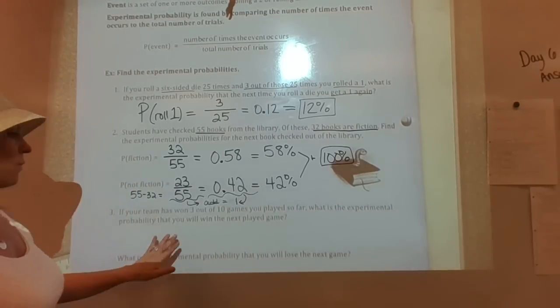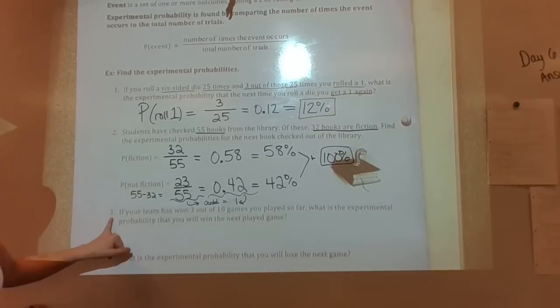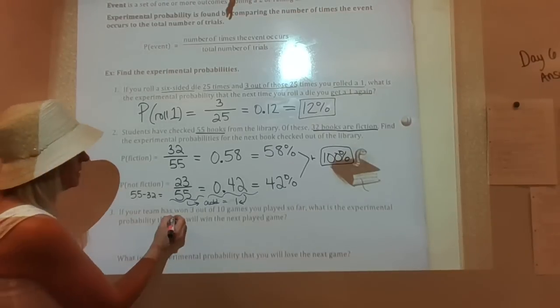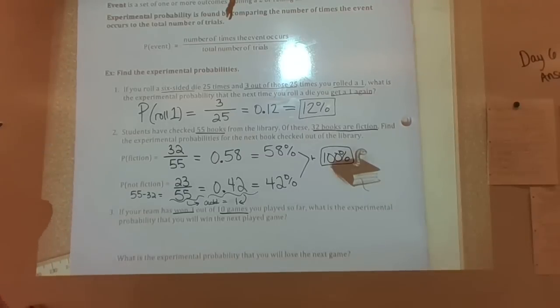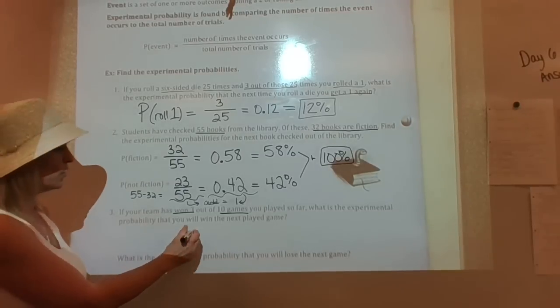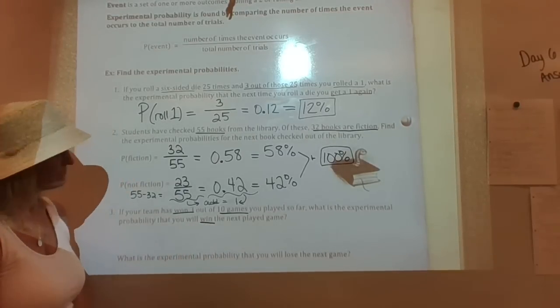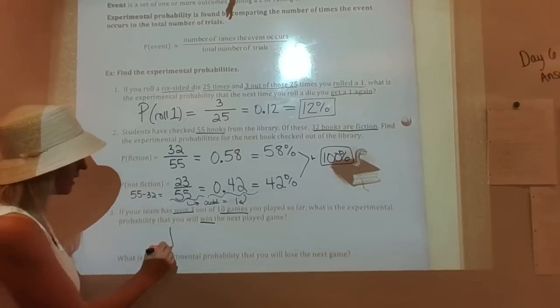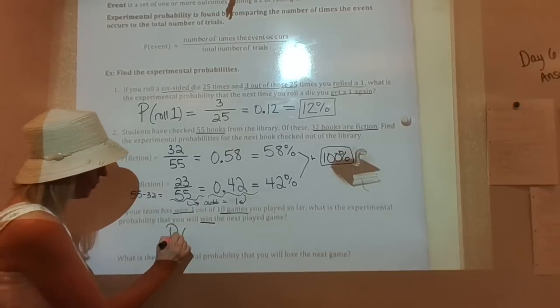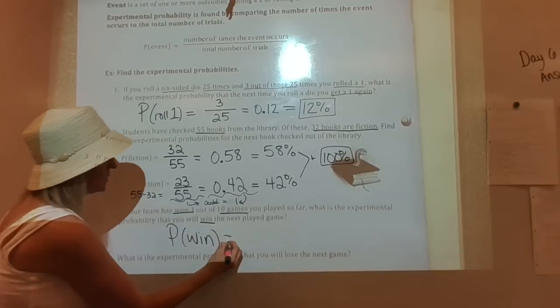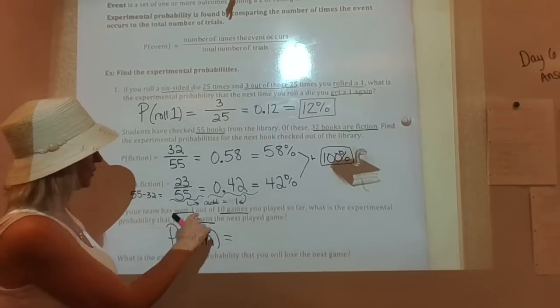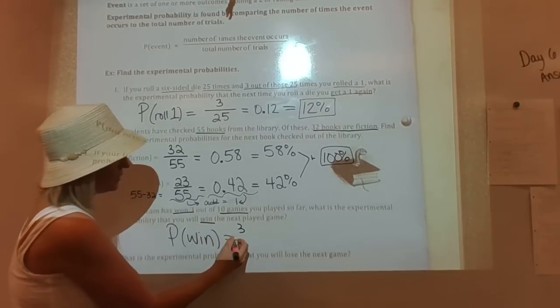All right, we got one last example here. If your team has won 3 out of 10 games that they've played so far, what is the experimental probability that you are going to win the next game? Okay, so I'm writing this. I would say I want the probability of winning. Okay, well, how many times did winning occur? Well, winning occurred 3 times out of a total of 10.